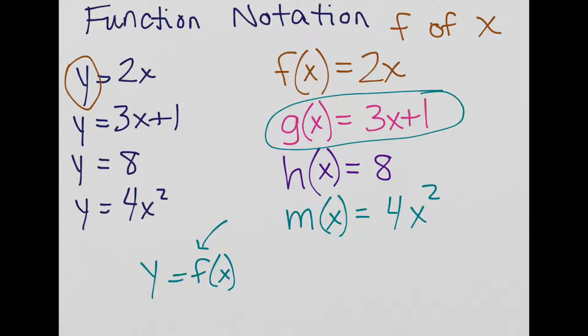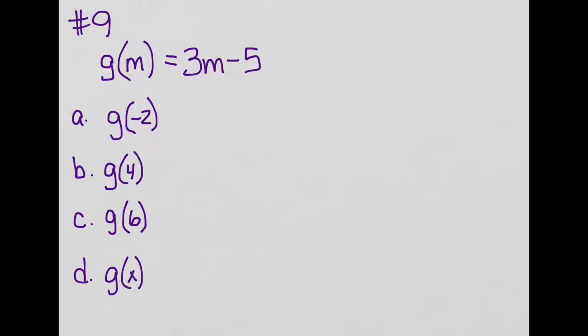But it's also kind of powerful because it can give us a lot of instructions in a tiny amount of space. So for number 9, I give you a function g of m. This is the function g. What is my variable? It's m. Okay, that's useful information. Function g is 3m minus 5. Sounds kind of linear. It's got a slope. It's got a y-intercept. Yeah, but this is where it gets great.